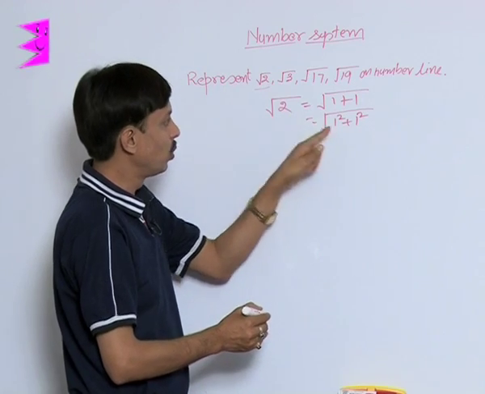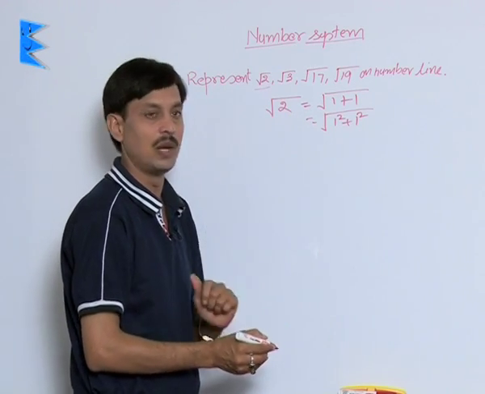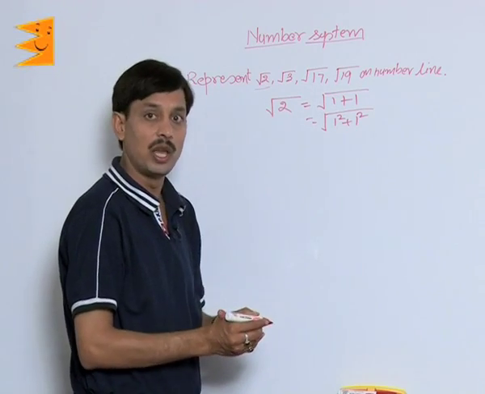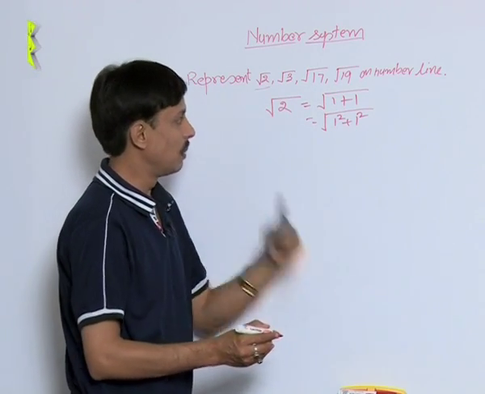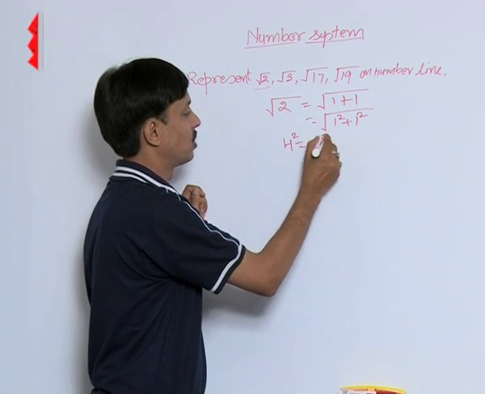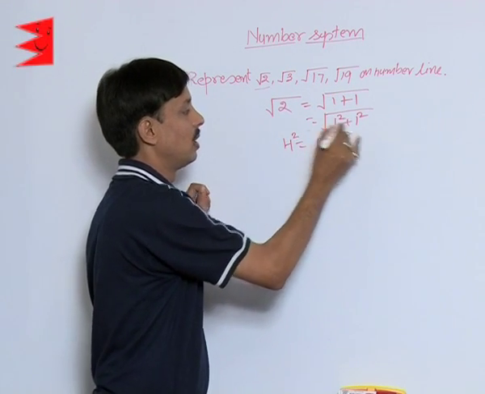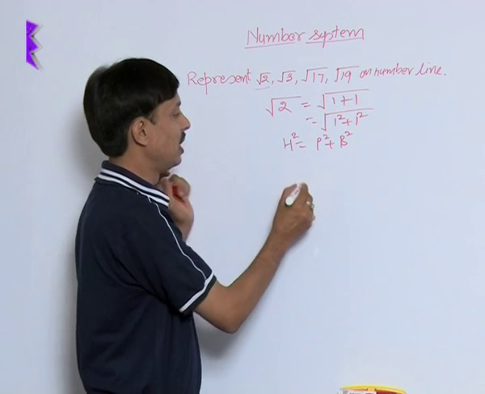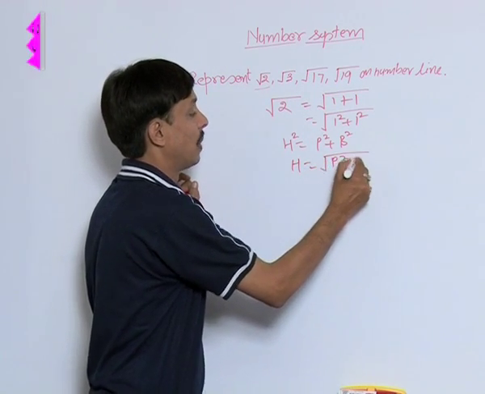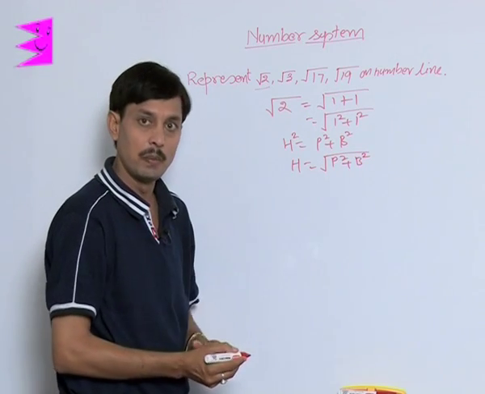Root 2 still has the same value. The question raised is, what help do we want to take from here? The simple reason is, we know that hypotenuse square is equal to perpendicular square plus base square. Meaning, we can say hypotenuse is equal to the root of perpendicular square plus base square.